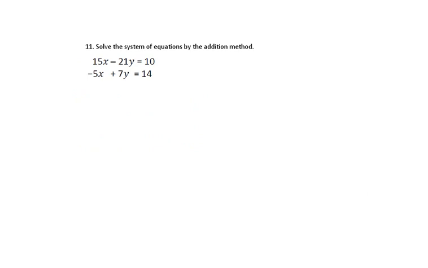But watch this. I'm going to multiply the bottom row by 3 because 3 times negative 5 is negative 15. I can do this as long as I multiply everybody by 3. So 3 times 7 is going to be 21y, and 3 times 14 is 42. And the top will stay the same for now.